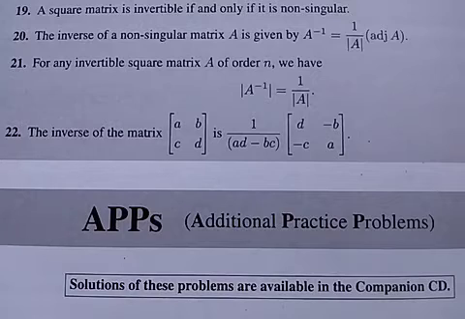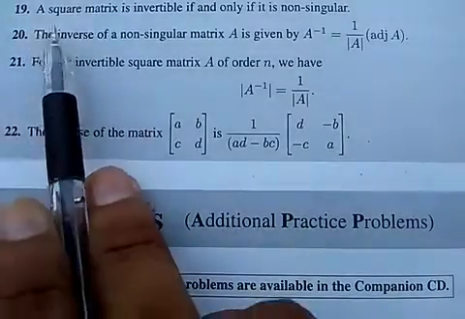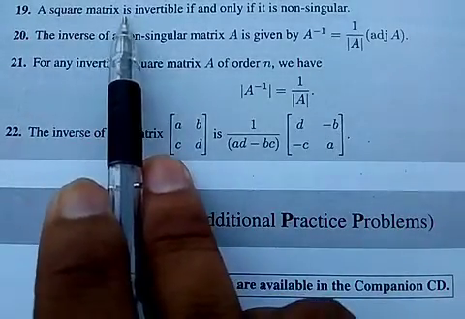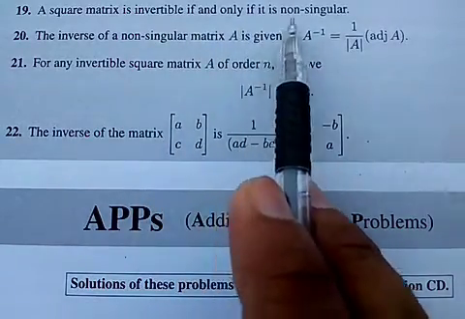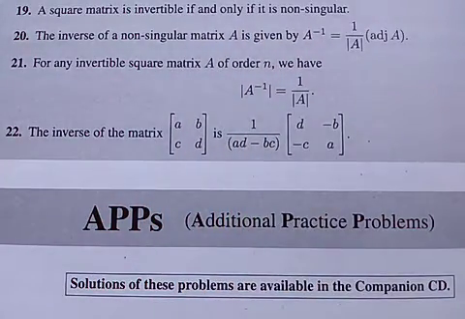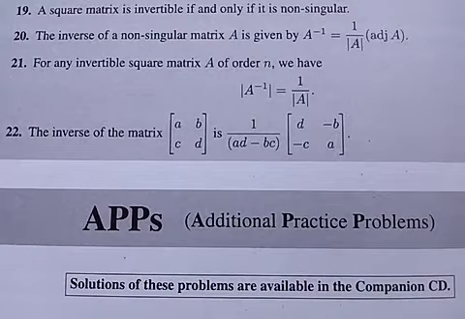In this section, we will discuss inverse of a matrix. Using the property: a square matrix is invertible if and only if it is non-singular. Now, first we will define singular and non-singular matrix.